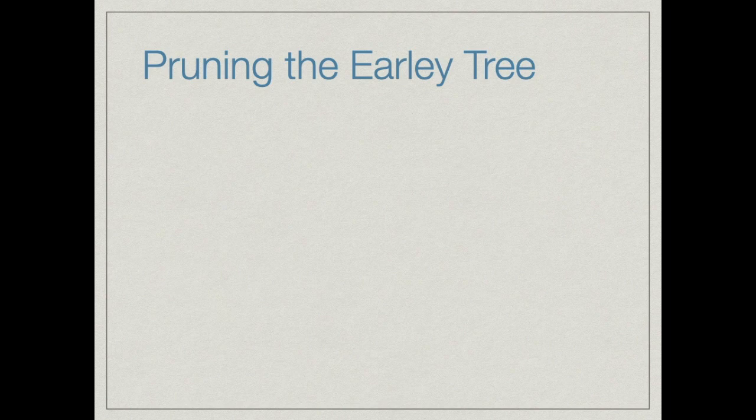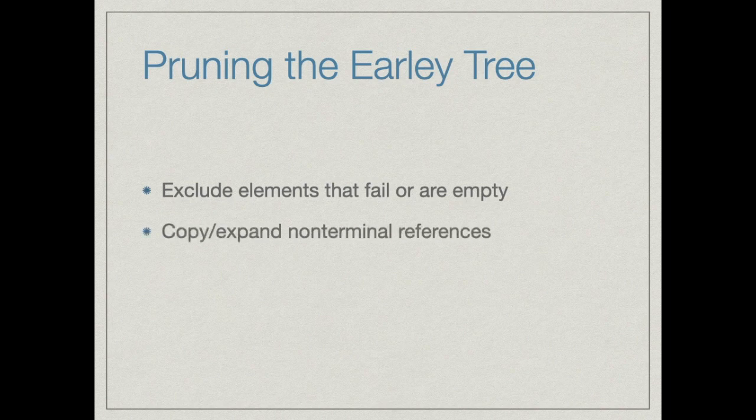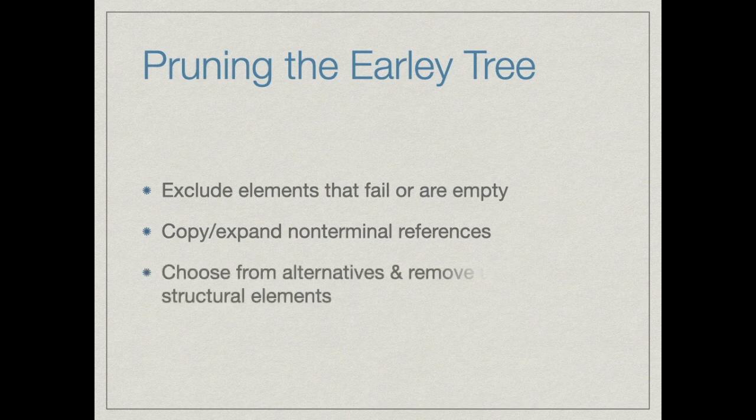So all we need to do to return a valid parse is to prune away all of the invalid parses and empty parses and choose any one from the valid parses. We exclude empty elements or any non-terminals that fail to complete. We copy and then expand non-terminal references that do complete. And where there are alternatives, we simply choose one. In our case, we simply take the first, and then remove the now unnecessary other choices and structural elements that represent the choice.